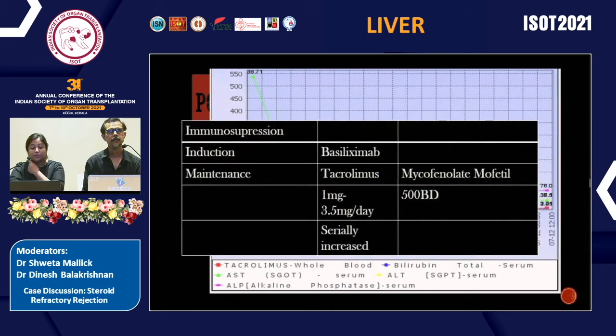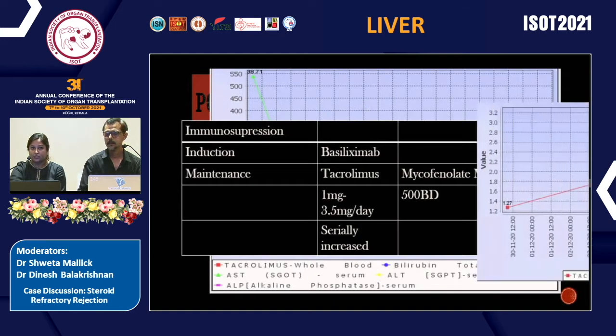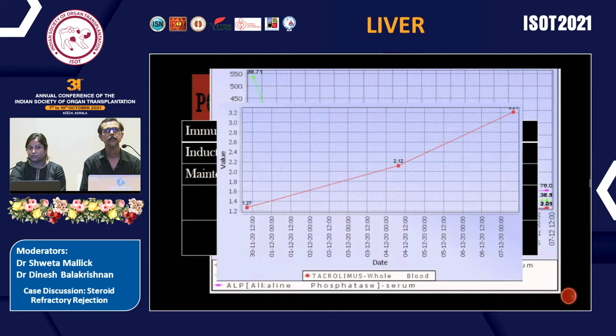As far as immunosuppression is concerned, the induction agent was basiliximab. For maintenance, we gave him tacrolimus, which was started at 1 mg per day and was increased to 3.5 based on his TAC levels. Along with that, he received mycophenolate 500 BD. The next slide will show you the TAC level, which increased from 1.272, and then finally by discharge, he is at a TAC level of 3.2.